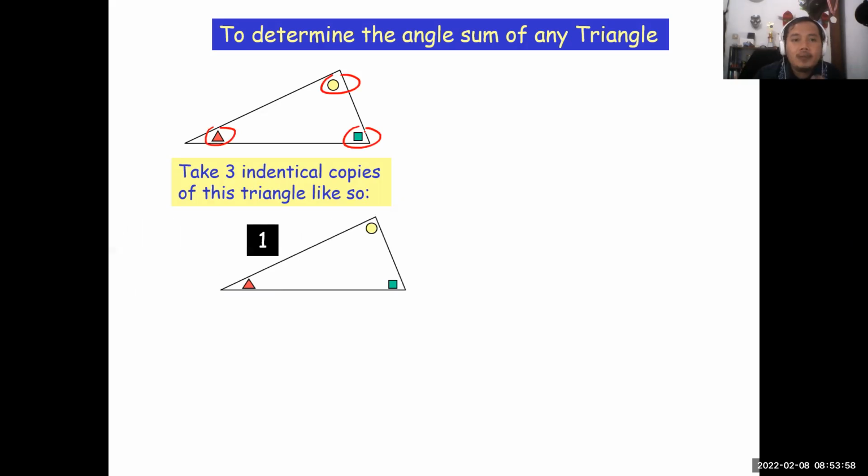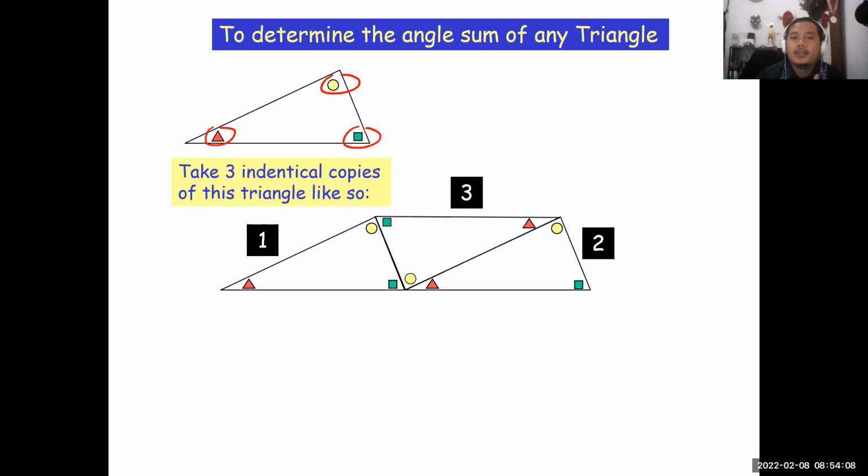So let's say I'm going to copy that 1, and I'm going to copy again, 2. And I'm going to copy 1, but I'm going to flip it. I'm going to turn it upside down and put it here. Can you see that all of these triangles are exactly the same, but I just rearranged them so that I will know the sum of the triangle? So where can you see that it will form 180 degrees?